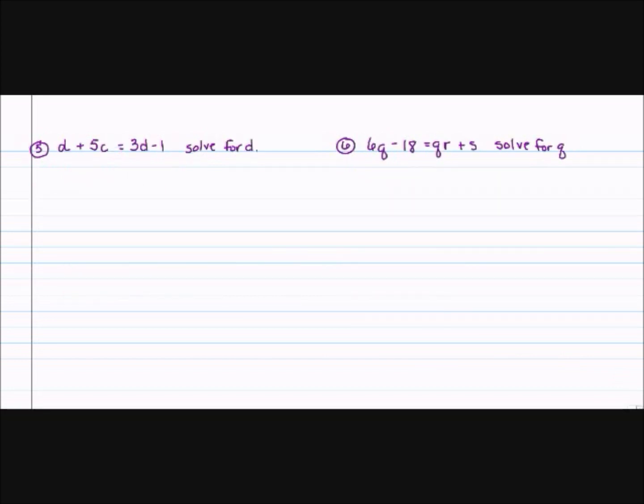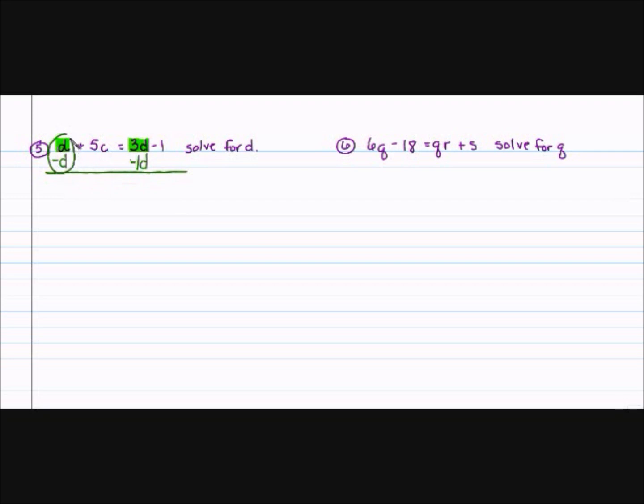Okay, let's go on to the next one. d plus 5c equals 3d minus 1. Solve for d. Whew. Okay, I think we can do that. I'm going to use my highlighter. And I have a d here and a d here. I need to get all my d's on one side. So let's go ahead and move the smaller d over with the bigger d. The opposite of a positive d is negative d. And what I do to one side of the equation, I do to the other side of the equation. Remember, there's a 1 right there.